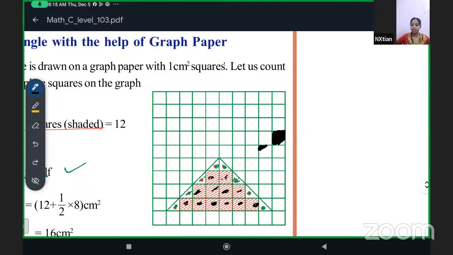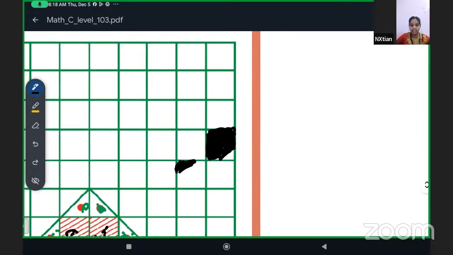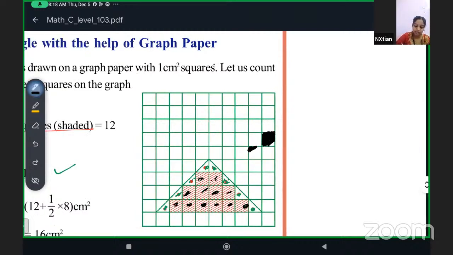Yes, that is correct. So when we have a shaded square inside a triangle which is shaded more than half, we count that as 1. Complete one. We will assume that this is fully shaded. But if we have squares which are shaded less than half, we will assume that this is not shaded at all. 0. We'll assume that it is 0.